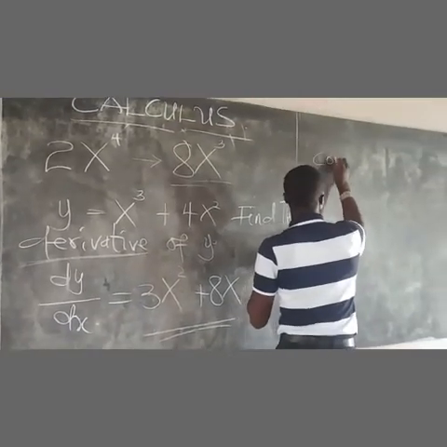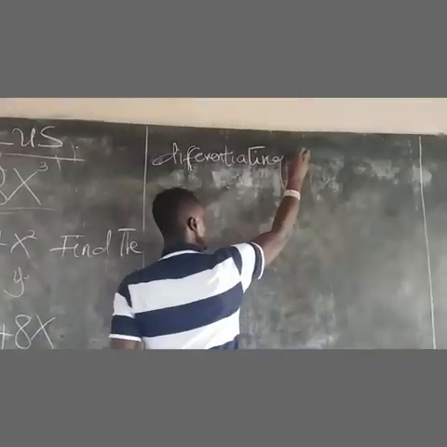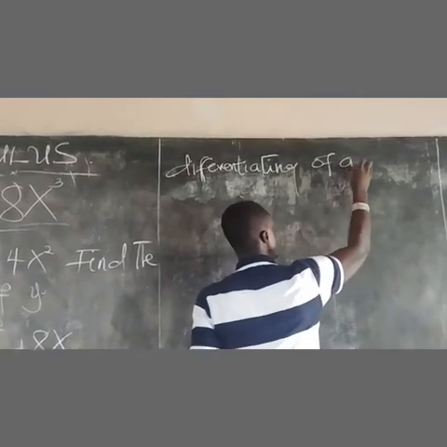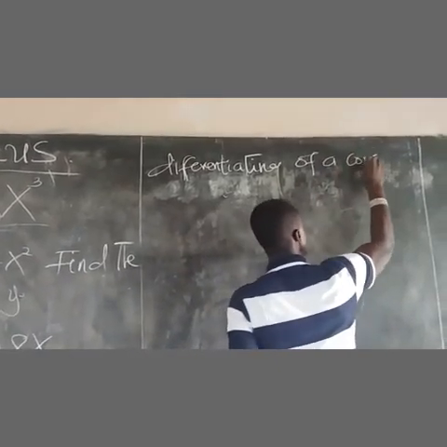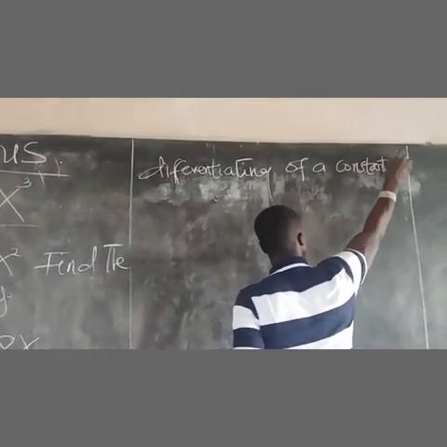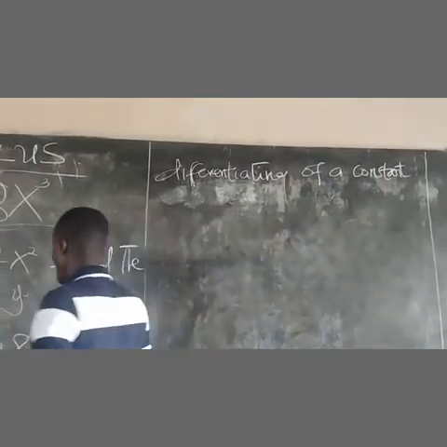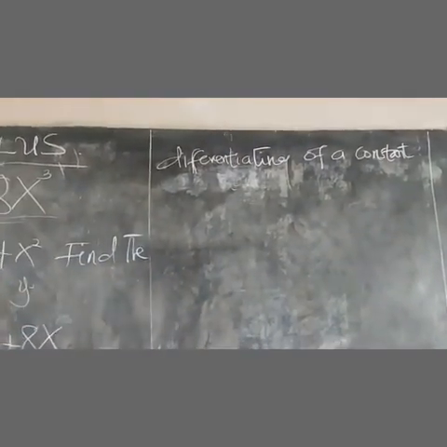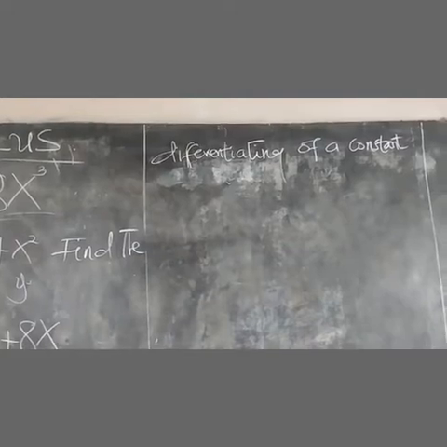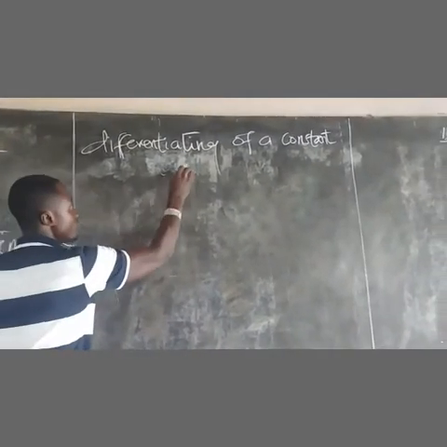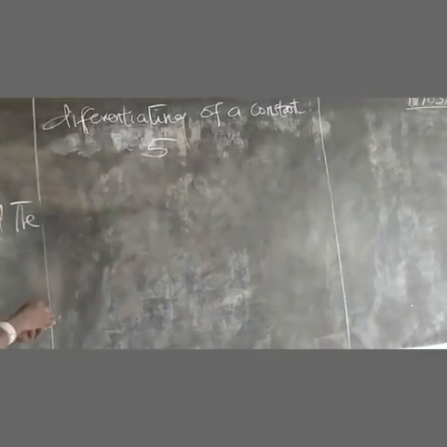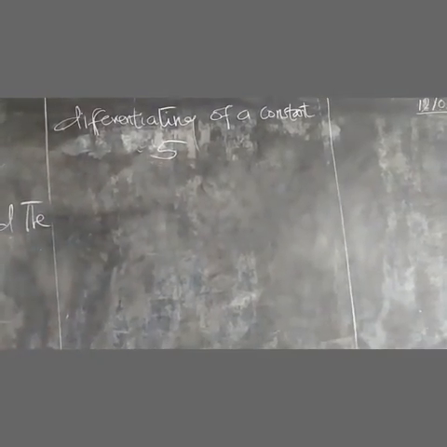Differentiation of a constant. Now, let's say that in the course of differentiating a function, you come into contact with a constant number. Let's say 5. If you differentiate a constant, what are you going to get?